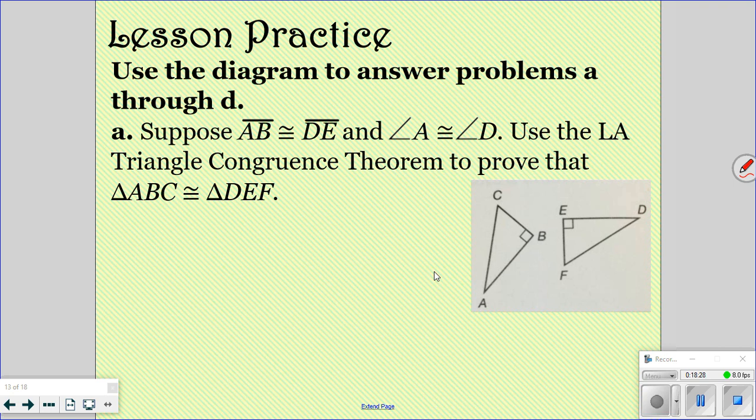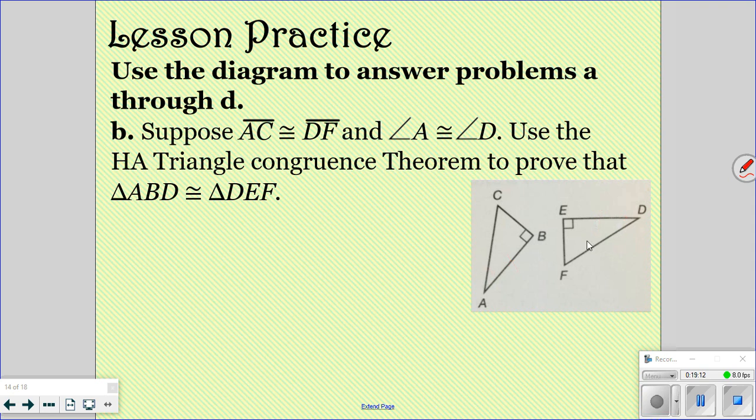So for this one, we know that triangles ABC and DEF are right triangles. We also know that legs AB and DE are congruent. And we know that the acute angles A and D are congruent. From that information, that means that the two triangles are congruent by the leg angle triangle congruence theorem. And that's all you would have to put on that one. Okay? So hopefully your proof said basically that.